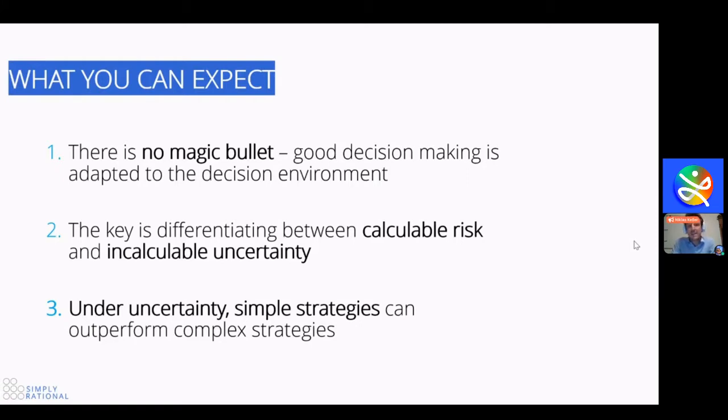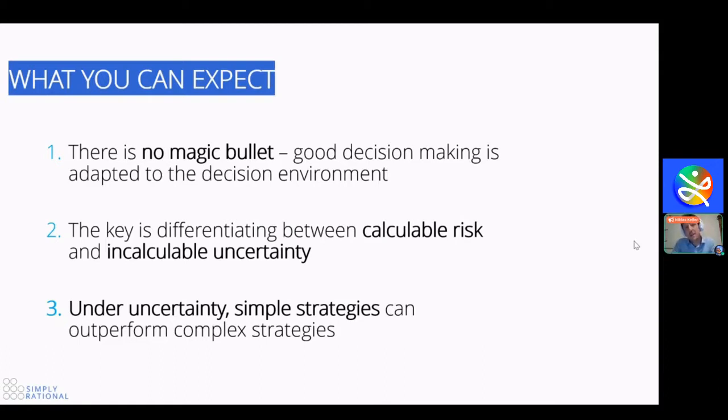The key is differentiating between calculable risk on the one hand and incalculable uncertainty on the other, if you want to navigate decision environments. What is a good way to differentiate decision environments? It's between calculable risk and incalculable uncertainty. And the third major point, which is actually what we'll be spending most time on, because this is somewhat counterintuitive, is that if you are faced with uncertainty, it's actually this situation where simple strategies can outperform complex strategies.